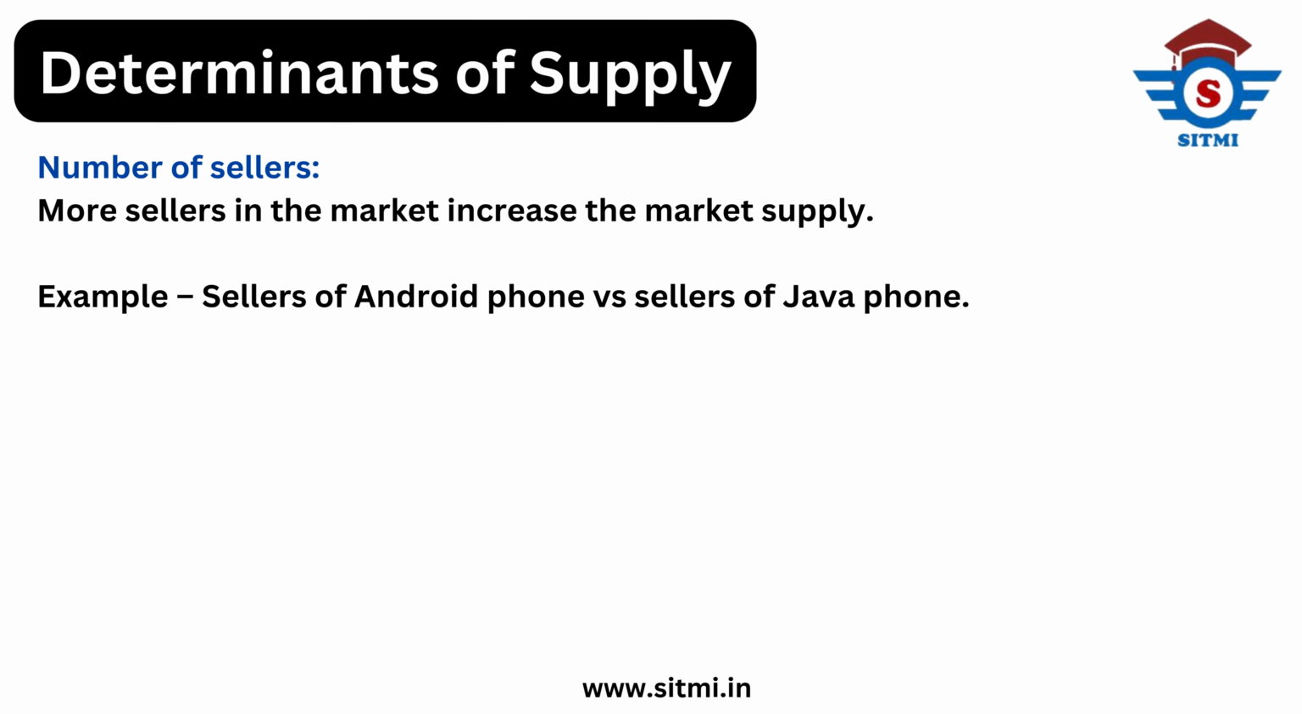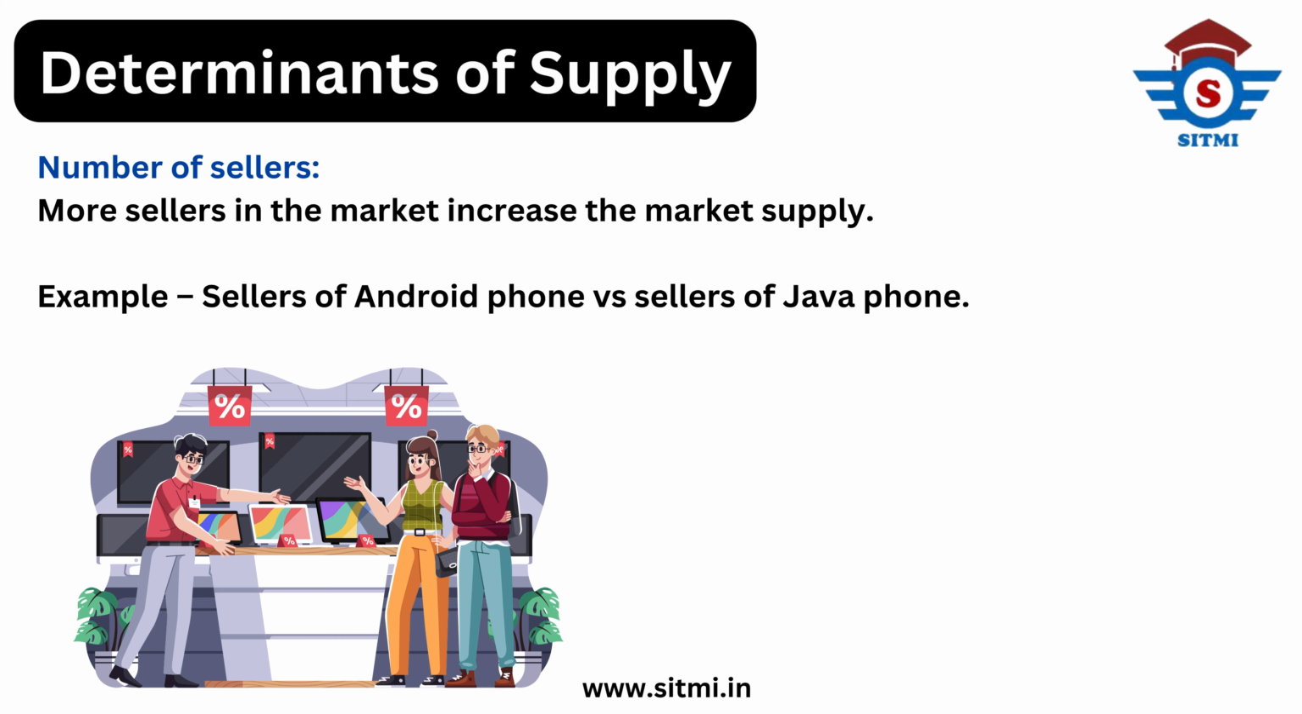The next factor in determinants of supply is the number of sellers. This talks about how, if there are more sellers in the market, then there will be an increase in the supply of a particular product. We will take the same example: the sellers of Android phones are more in the market as compared to the sellers of the Java based phones.